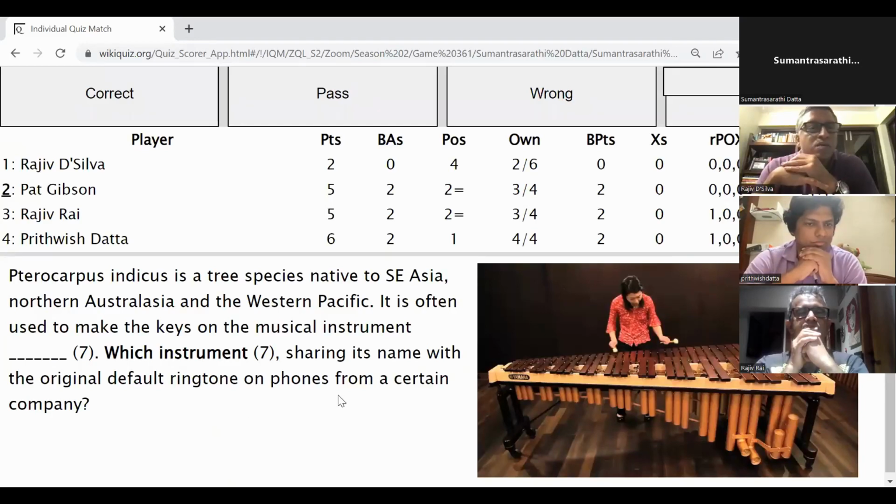Pterocarpus indicus is a tree species native to Southeast Asia, Northern Australasia, and the Western Pacific. It is often used to make the keys on the musical instrument blank, 7 letters, which shares its name with the original default ringtone on phones from a certain company.